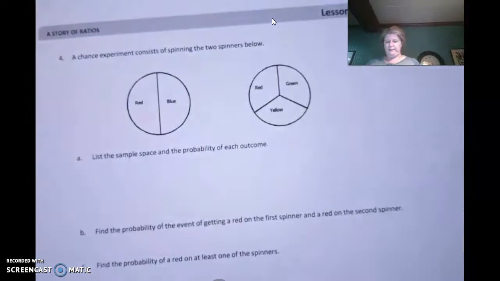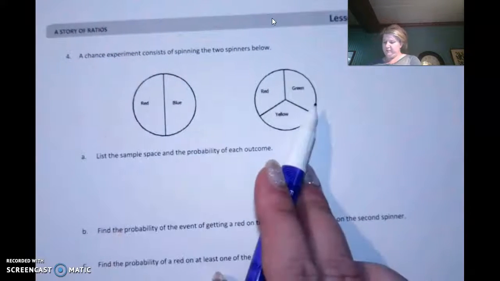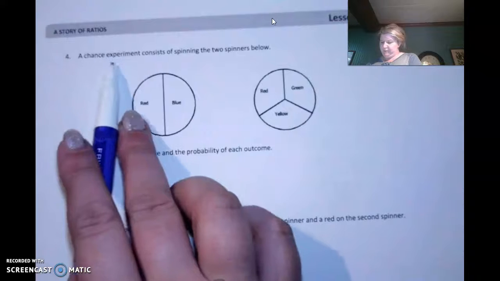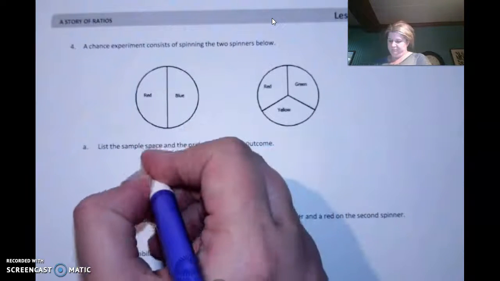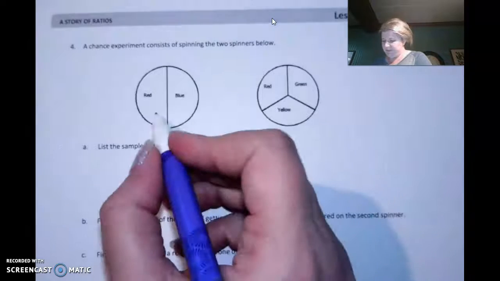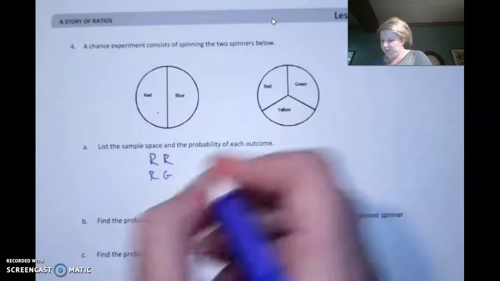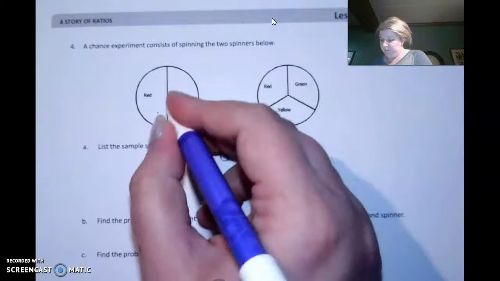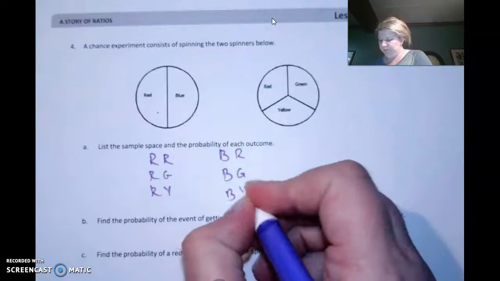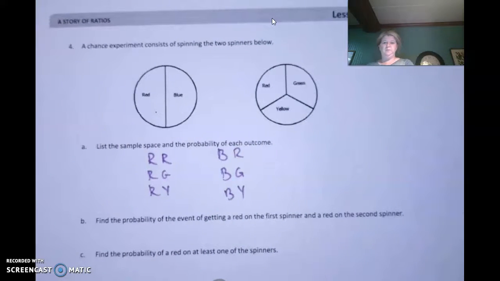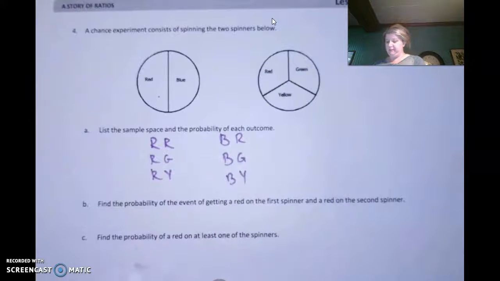Okay, the last page. Looking here at 2 spinners. The experiment consists of spinning the 2 spinners below. So the sample space, let's see, I could do red and red, red and green, red and yellow, blue and red, blue and green, or blue and yellow. So that's 6 total outcomes. So the sample space has 6 total outcomes.